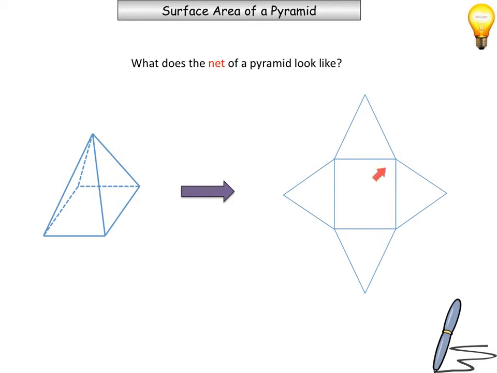So we've got the base on the bottom, and then we've got 1, 2, 3, 4 different triangles. Now if that base was a square, it would have 4 congruent or identical triangles. But in this case we've got a rectangular base. So that means this triangle and this triangle are the same, and that triangle and that triangle are the same. So we can do a bit of simplification when we work out the areas.